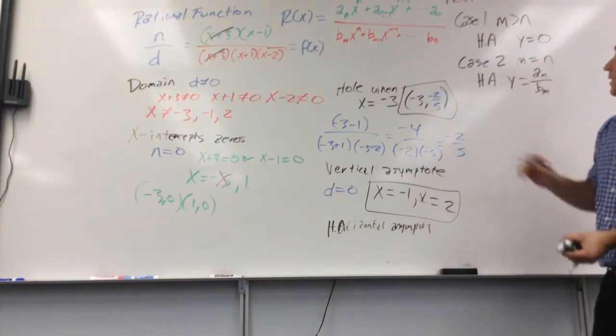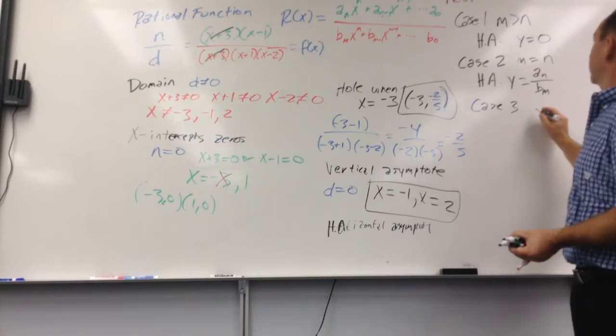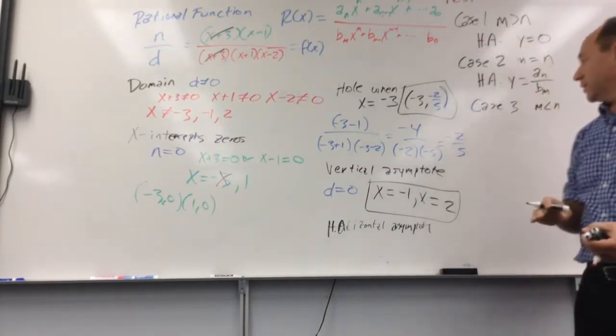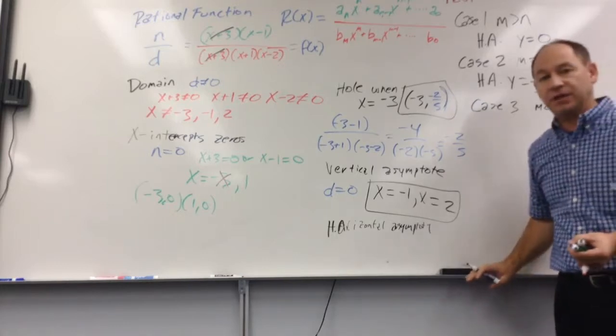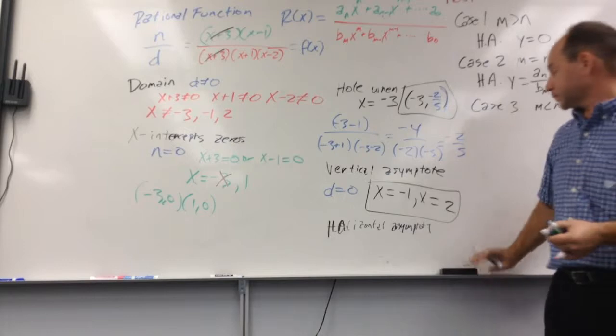Now, case 3 is obviously when m is less than n. So the numerator has more power than the denominator, and that'll be on the next video. Let's stay with these first two for right now.